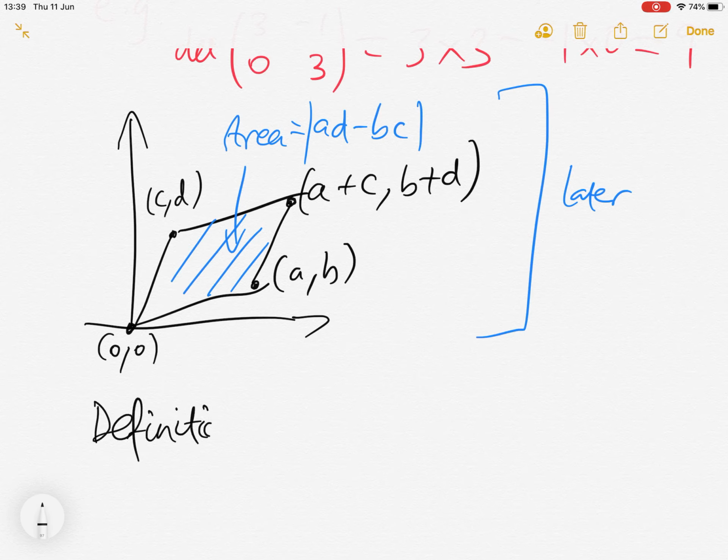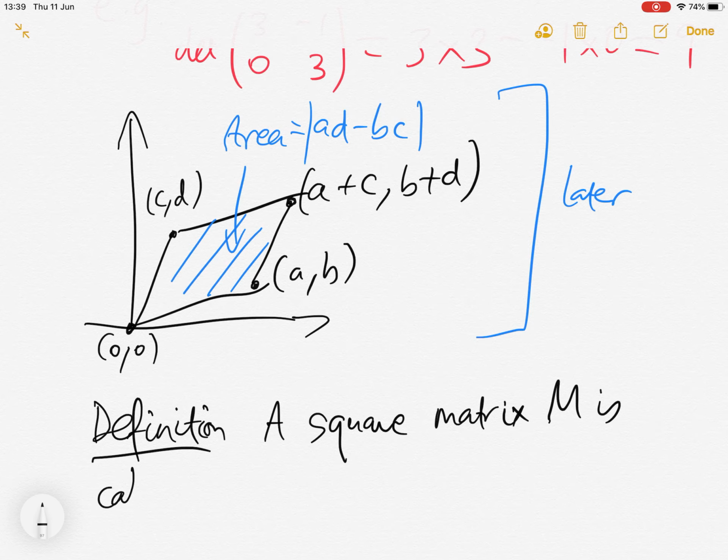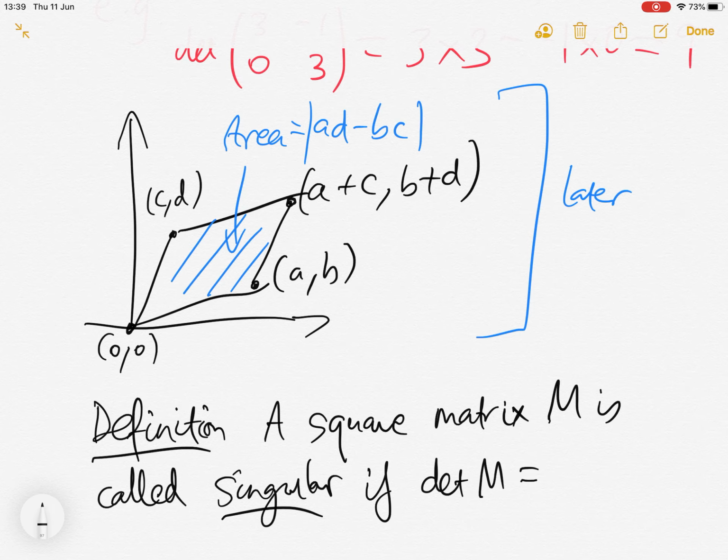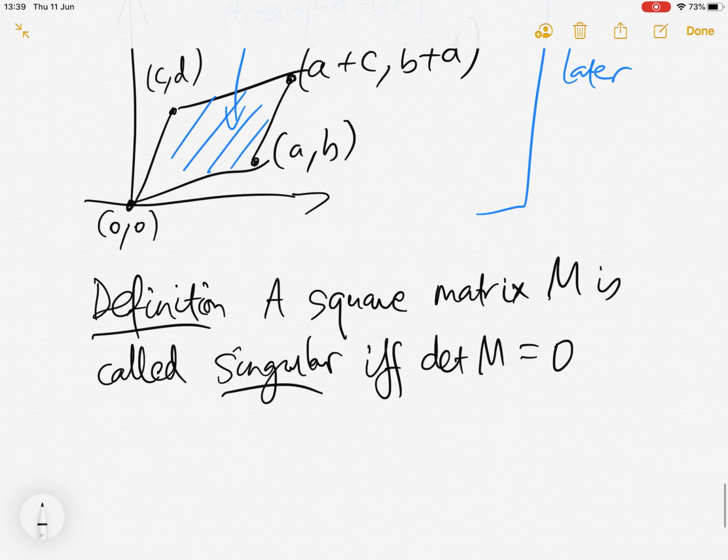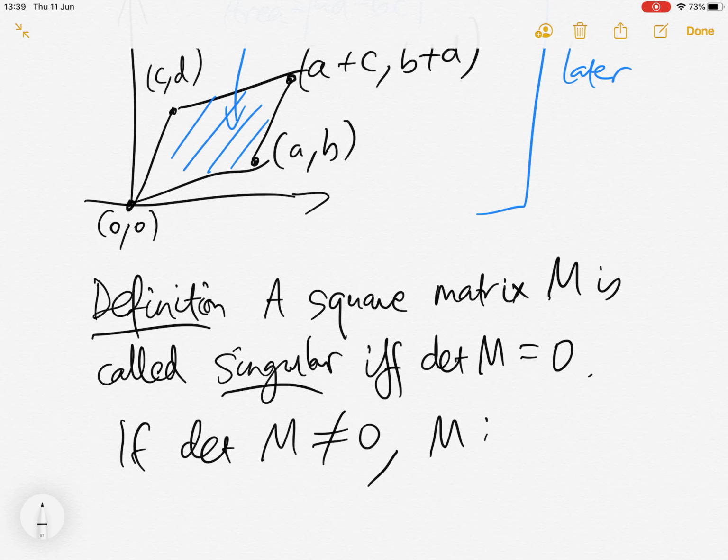A definition we need to know is that any square matrix M is called singular if and only if the determinant of M is 0. Otherwise, if the determinant of M is non-zero, M is called non-singular.